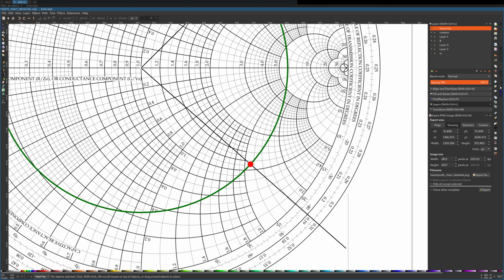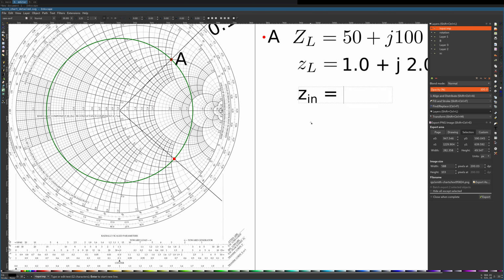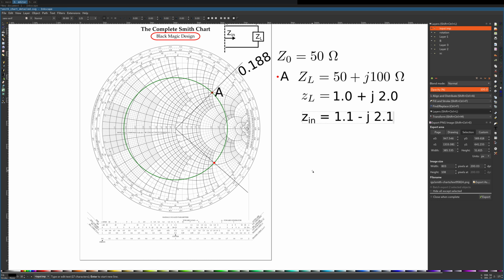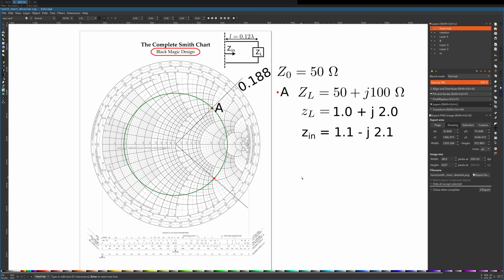And if I read the normalized impedance of this location, the real part is roughly 1.1 and the imaginary part is roughly 2.1. The input impedance is 1.1 for the real part, minus, because it's at the bottom half, minus j 2.1. And by this rotation operation, we found the normalized input impedance to the transmission line, which we can multiply by the characteristic impedance to find the actual input impedance.